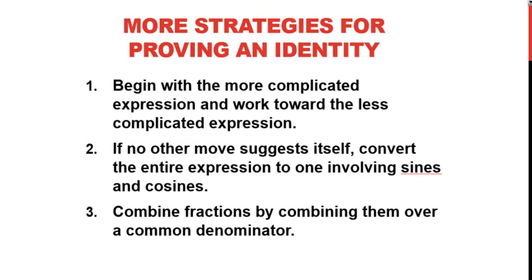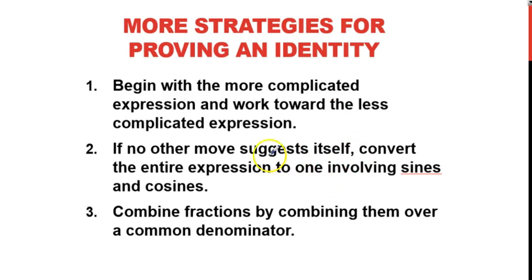Some other general guidelines to keep in mind while you're working on these. You will usually find more success if you start with a more complicated looking side and work towards the less complicated side. So if one of the sides has all kinds of fractions and different trig functions being combined, and the other side just has a simple 2 times cosecant, then leave that 2 times cosecant as your goal and only work on the other side of the equation.